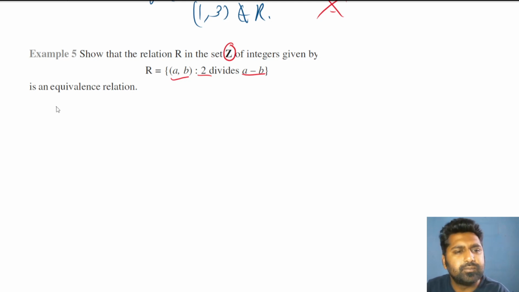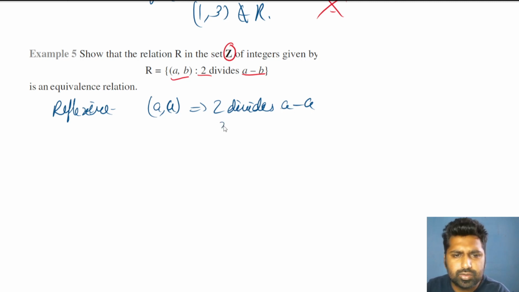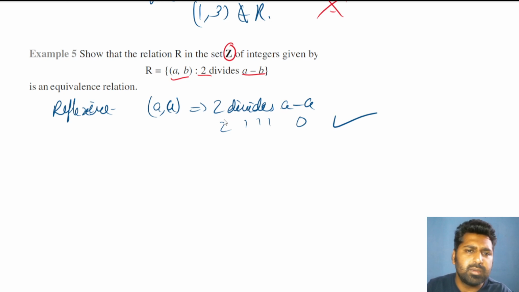So let's say reflexive. Reflexive says A comma A. Now A comma A means, from the definition, 2 divides A minus B. So basically we have to check 2 divides a minus a. B is also a as such. So a minus a is 0. So 2 divides 0. It's true. So that means it is reflexive. 0 is divisible by 2, so that's correct. So a is always there.